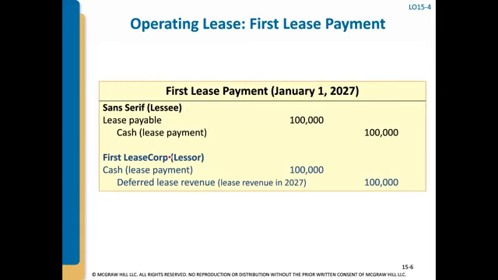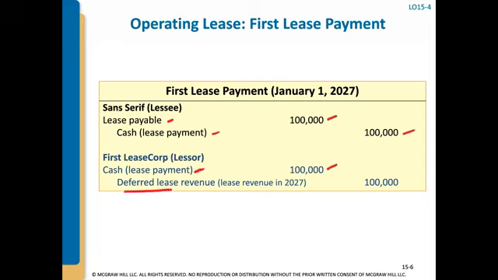Now, in the problem, the lease started on January 1, which is what we recorded our right of use asset for the lessee. But there's also the first payment that was made for $100,000 on that same day. The lessee will debit their lease payable, their lease liability, for $100,000 and credit cash for that payment for $100,000. The lessor will debit cash because they received the cash for $100,000.